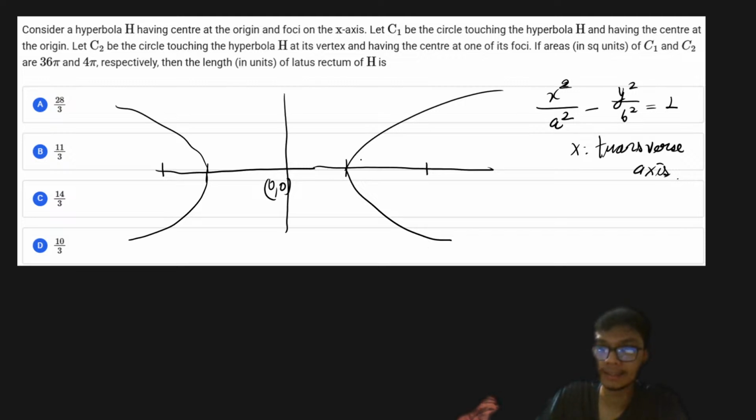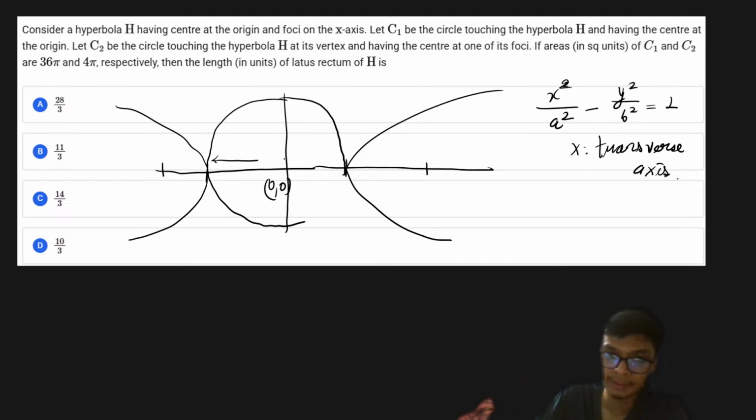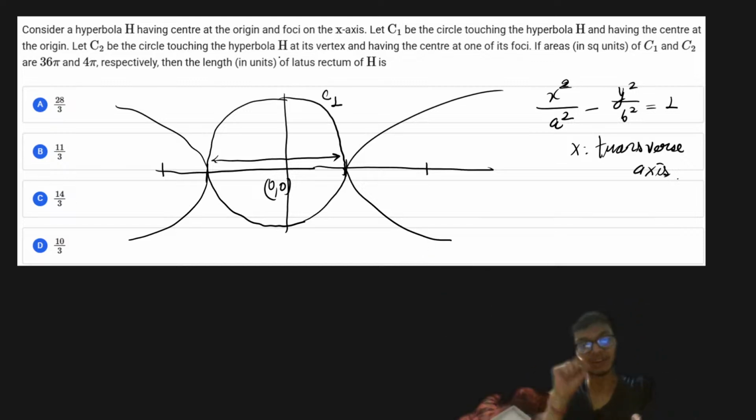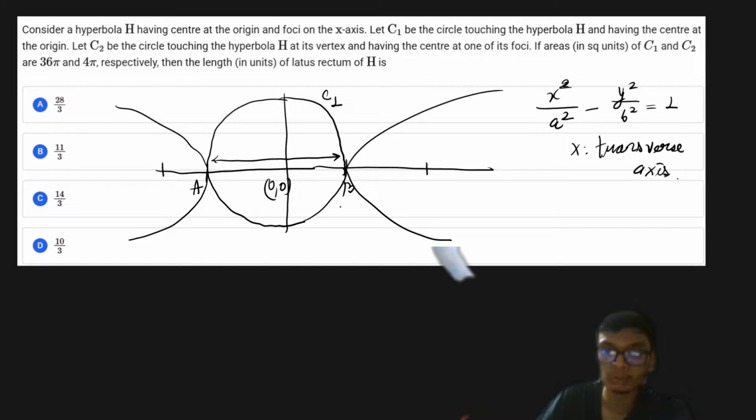Then it is said that there is a circle C1 touching the hyperbola, having the center at origin. So I can always try to fit a circle having the origin as center and touching the hyperbola. Then obviously this particular length will be the diameter of the circle C1, because it is touching the hyperbola and has the origin as the center. Let us call this point A and this point B. This is only possible when AB is the diameter of the circle C1.